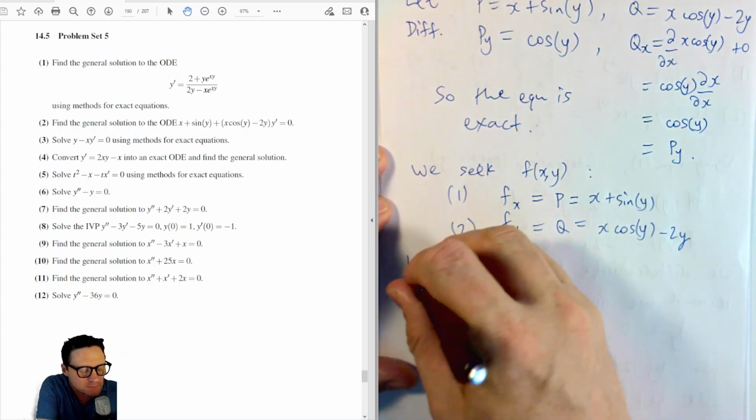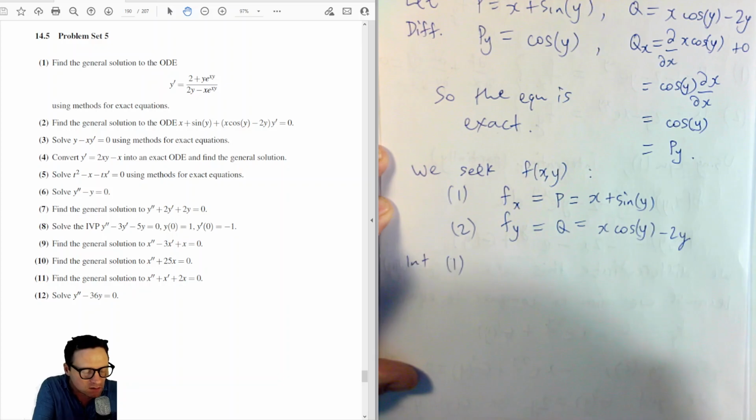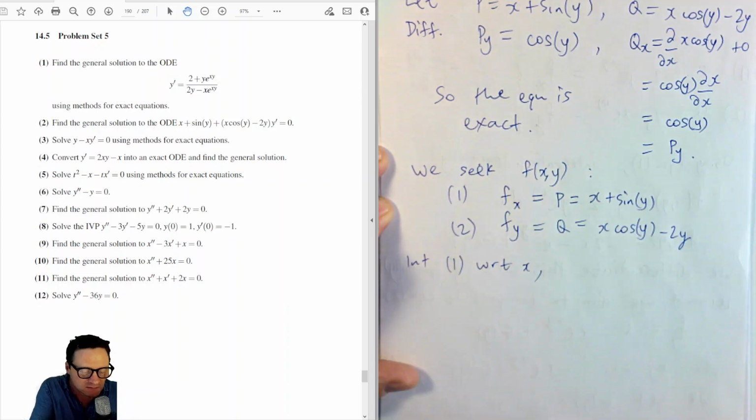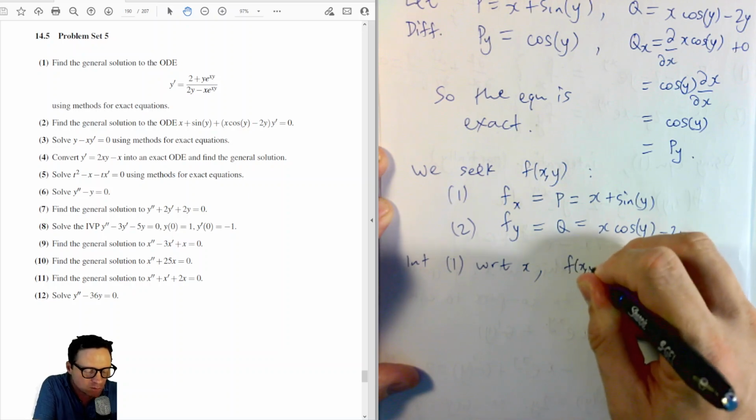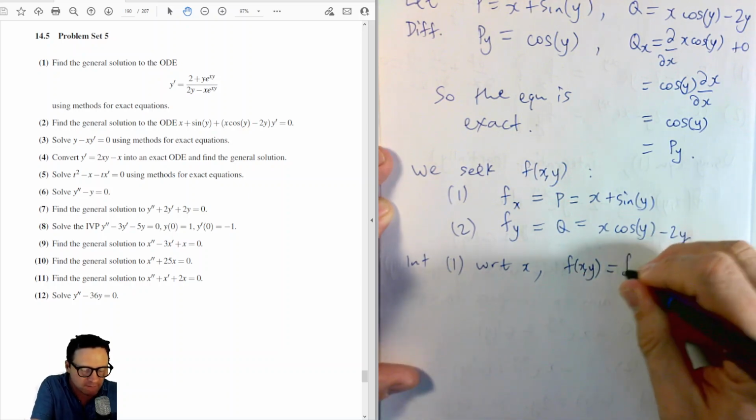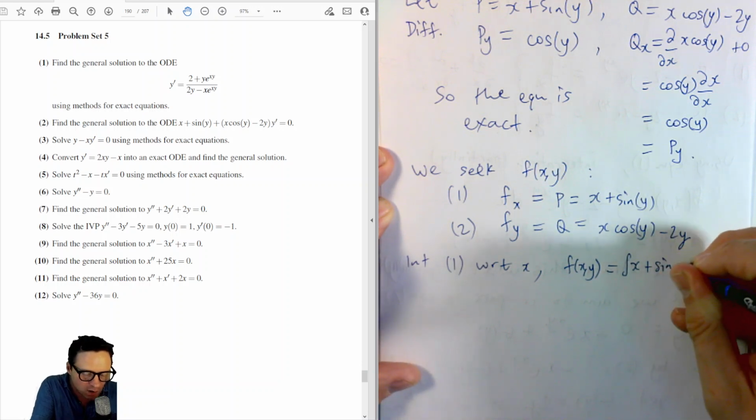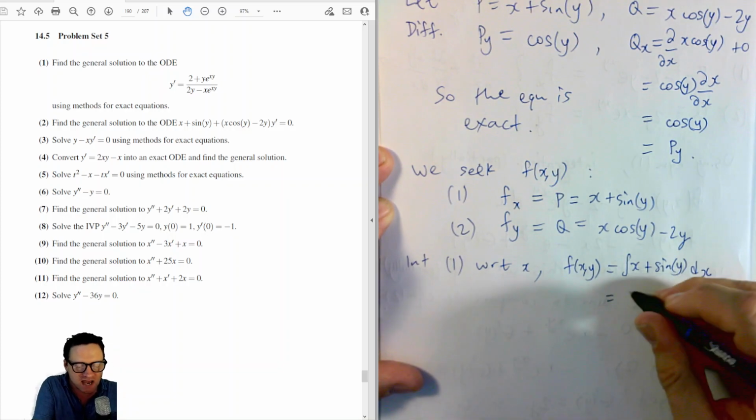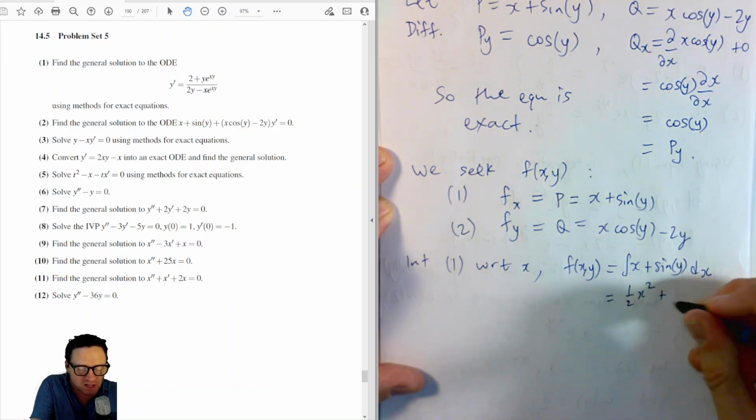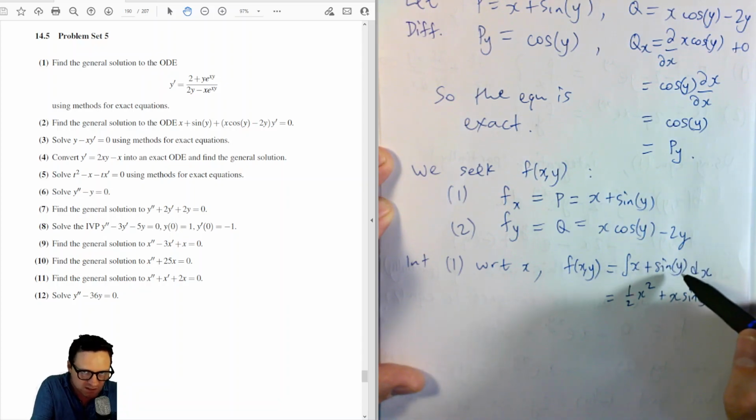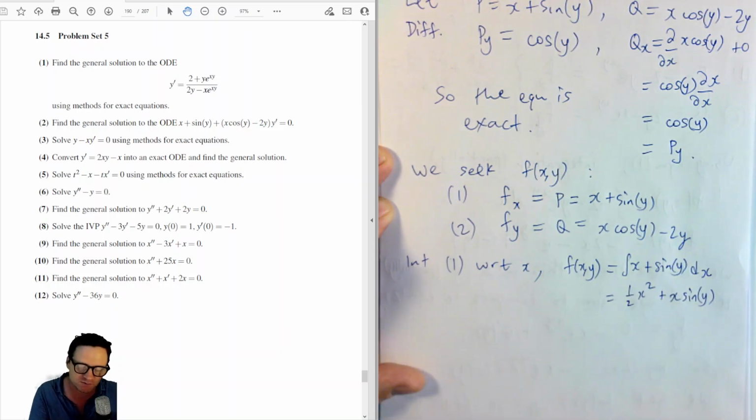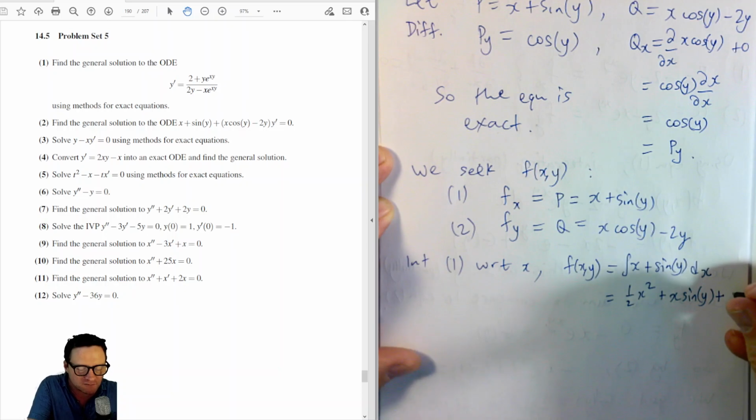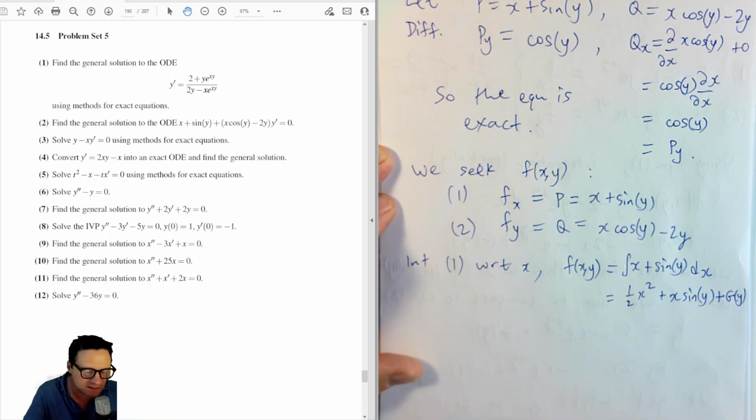All right, so integrating equation 1 with respect to x partially, we have f of x and y is equal to the integral of x plus sine of y partially with respect to x. Okay, now this integral is very easy. We just have a half x squared and then plus x sine of y, because remember we're treating this sine of y as a constant because we're treating y as a constant when we're integrating partially with respect to x. And then we have a function of the other letter, g of y. Okay, and so this is our f.